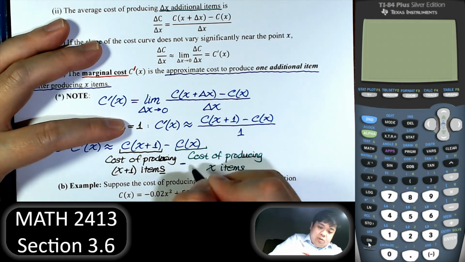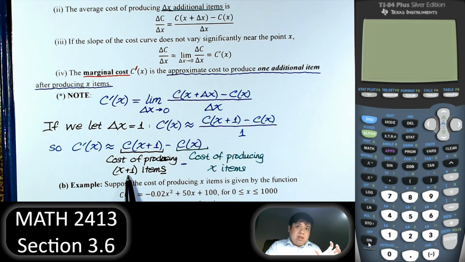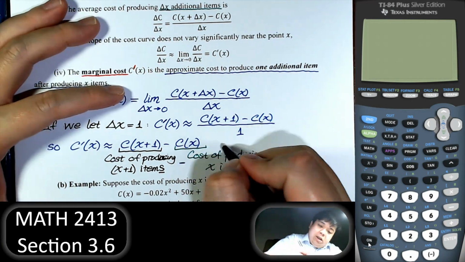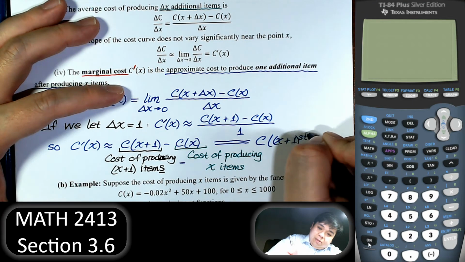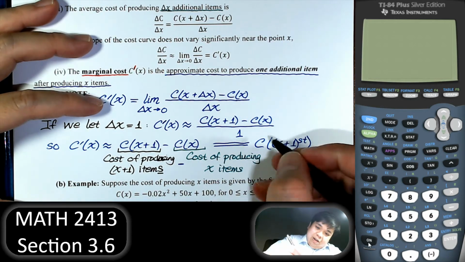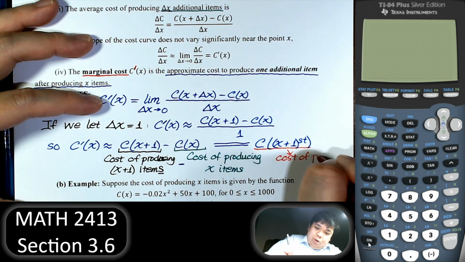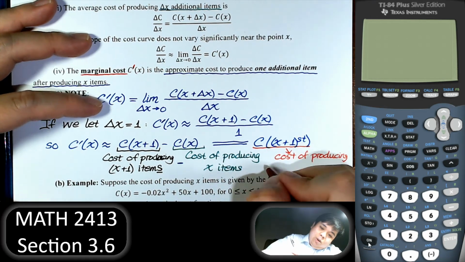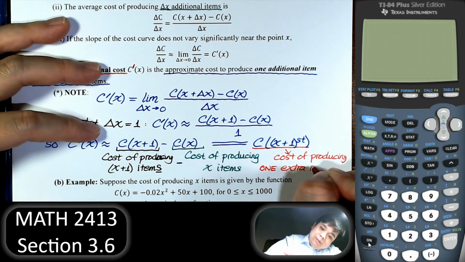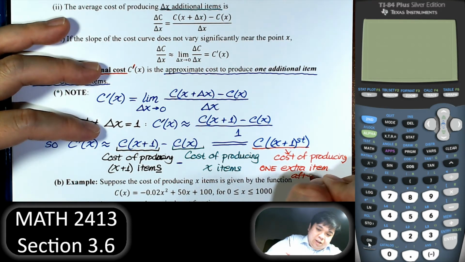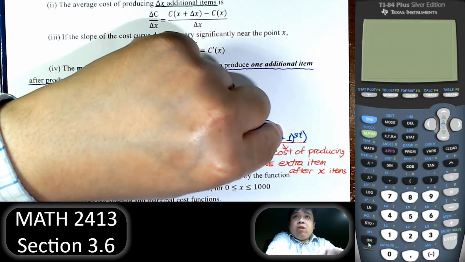So what happens if we subtract these two? So let's say we have the cost of producing 101 items minus the cost of producing 100 items. So this will be equal to the cost of producing the x plus first item. And this has the meaning of the cost of producing one extra item after x items.